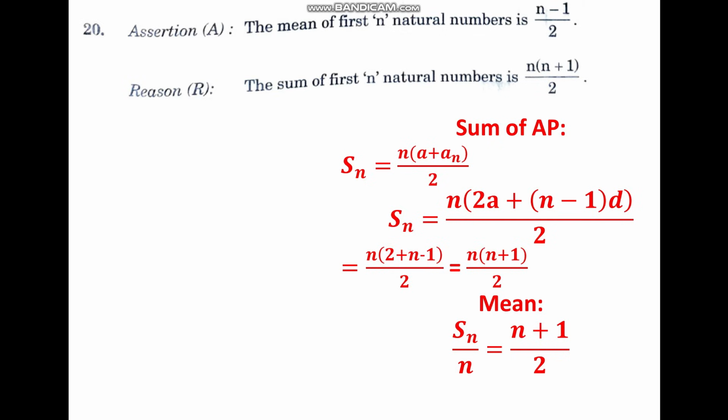But the mean, we know the formula, is sum of observations upon number of observations. That means the sum is n into (n plus 1) by 2, and the number of observations is n. The n will cancel with each other, and the final answer will be (n plus 1) by 2. But in the assertion it is given that the mean is (n minus 1) by 2, which is false. That means the assertion is false but the reason is true.